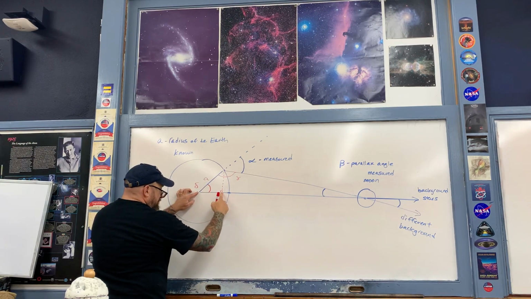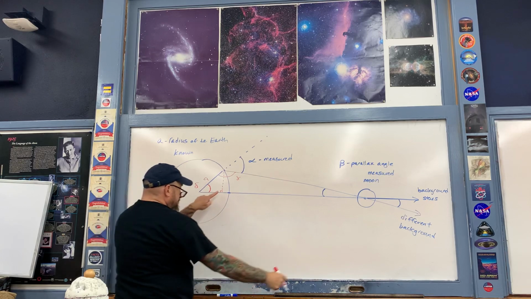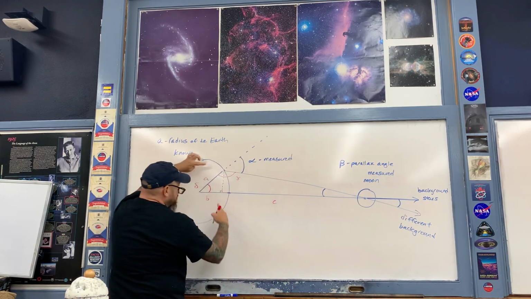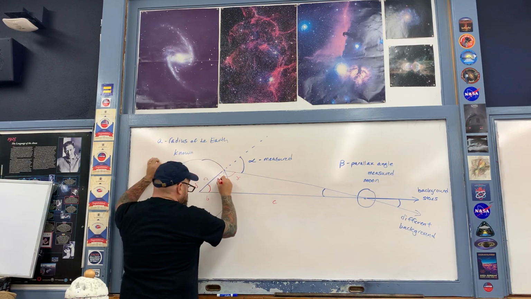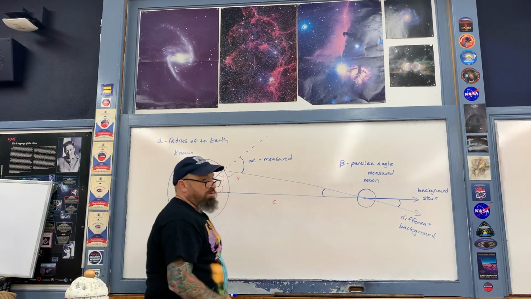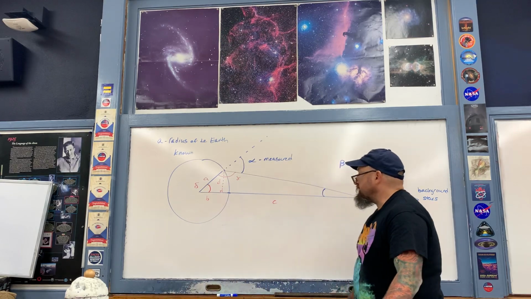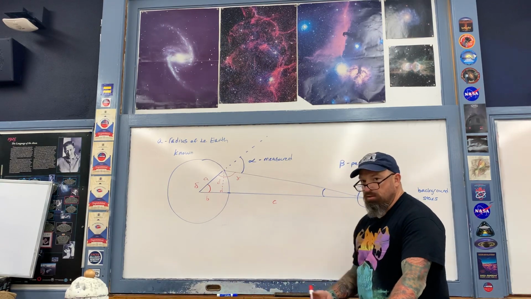This side here, I'm going to call B. This side here, I'm going to call C. And lastly, this dotted line right here, I'm going to call D. What we're going to determine is B plus C. B plus C is the distance from the center of the Earth to the center of the moon.